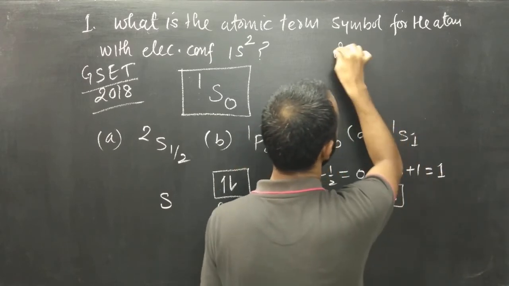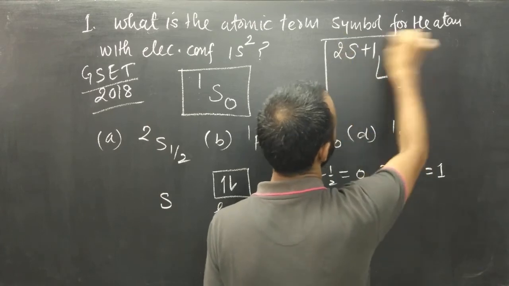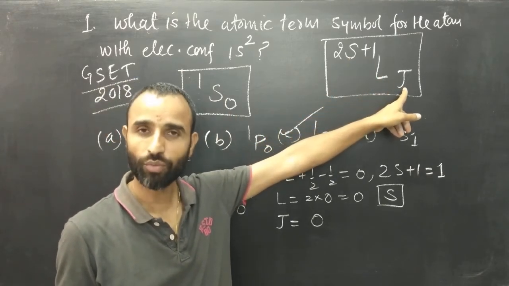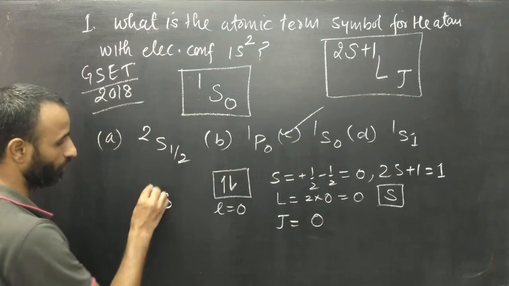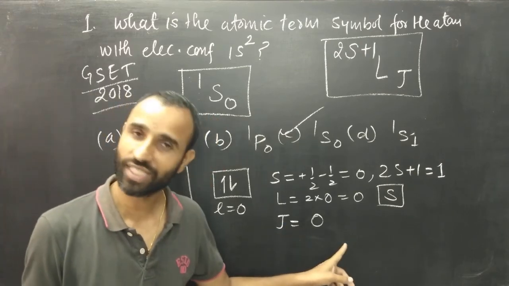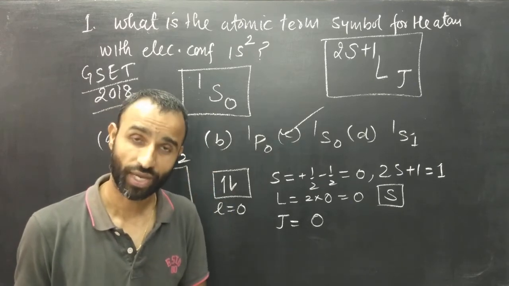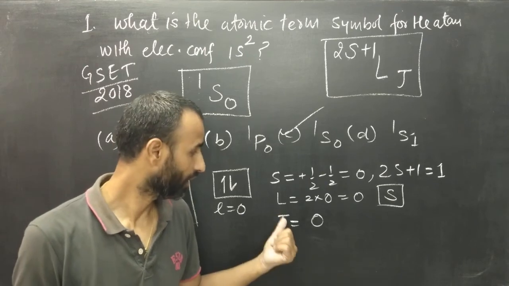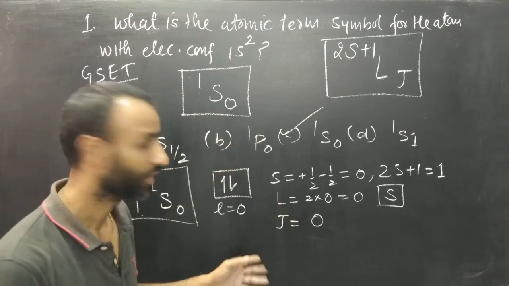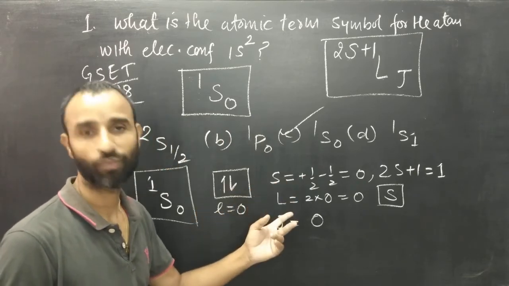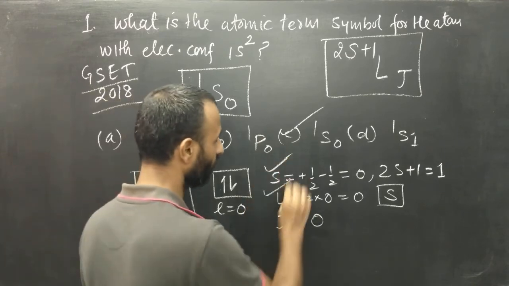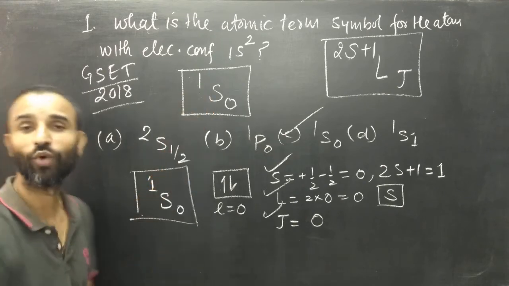And what is 2S plus 1? That is 1, because term symbol is 2S plus 1, L, J. Capital S is total spin quantum number, L is total orbital quantum number, J is total angular momentum quantum number. So the value is 1S0. That's it. J value is L plus S for more than half filled, L minus S for less than half filled, and J value is equal to S for exactly half filled. But here as it is fully filled, S is 0 as well as L is 0, so J is always 0. For fully filled electronic configuration, S value, L value, J value, all are 0. That's why it is always 1S0.